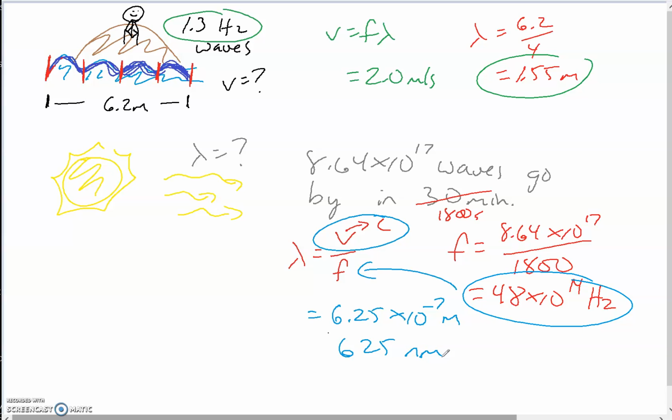So 625 nanometers, that is actually in the visible spectrum. You could see that. That's probably an orangey reddish type color, probably more reddish than anything else. And that's what that would be. Okay, all right. Well, let's get rid of this and try a couple other questions.